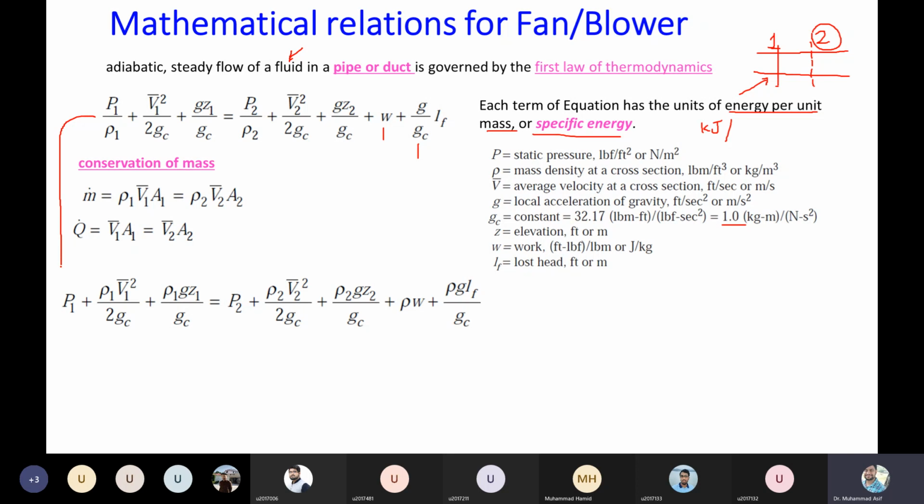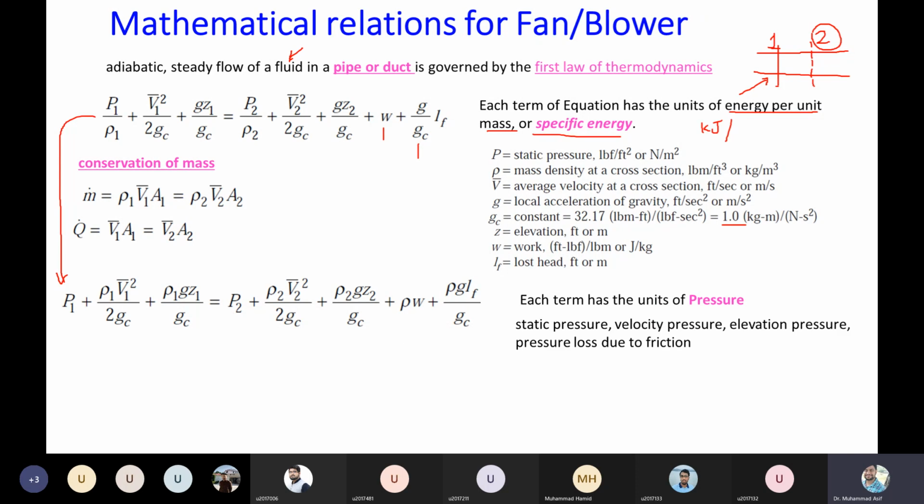You just multiply each term with the density, and then each term in that equation has a unit of pressure. Now, this is a form of the conservation of energy. In the earlier form the unit is specific energy, right? In this form of the equation, each term has a unit of pressure, right? The first terms, P1 or P2, are called static pressure, right? The second terms, this term and this term, are called the velocity pressure, right?